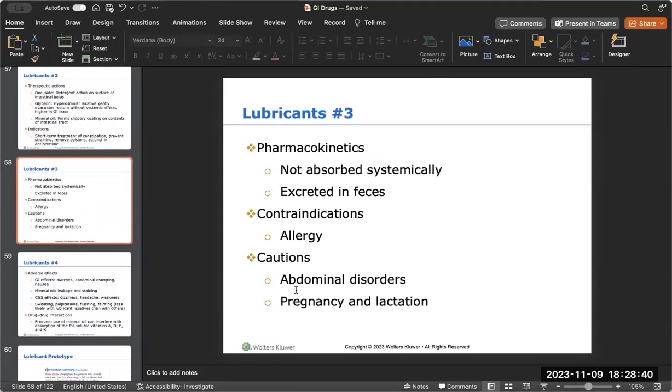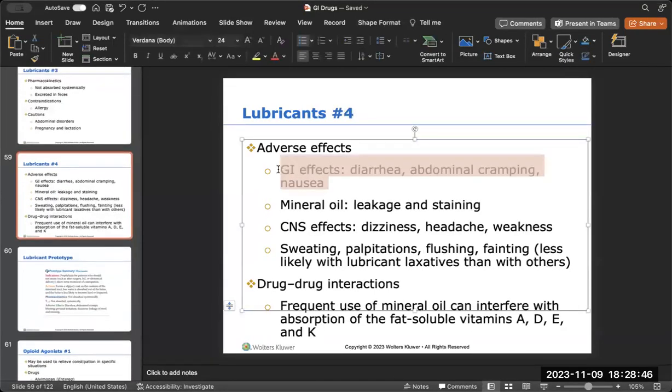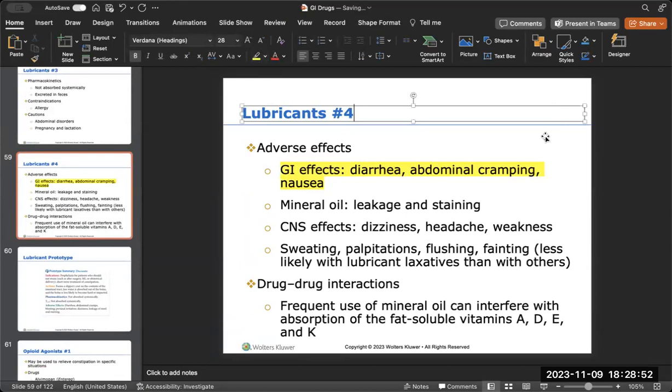Once again, cautions or problems: abdominal disorders and pregnancy. Pregnancy applies to everything. Once again, we have GI effects and CNS effects, but specifically with mineral oil, we might see leakage and staining. Another problem with mineral oil is that it can affect the absorption of fat-soluble vitamins like A, D, E, and K. That's another problem.